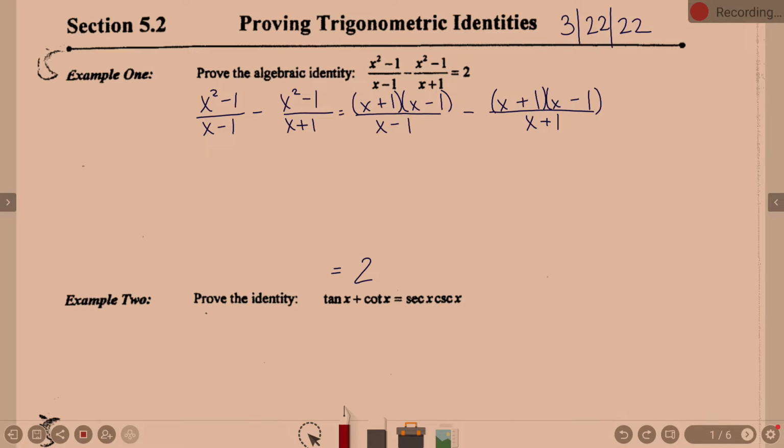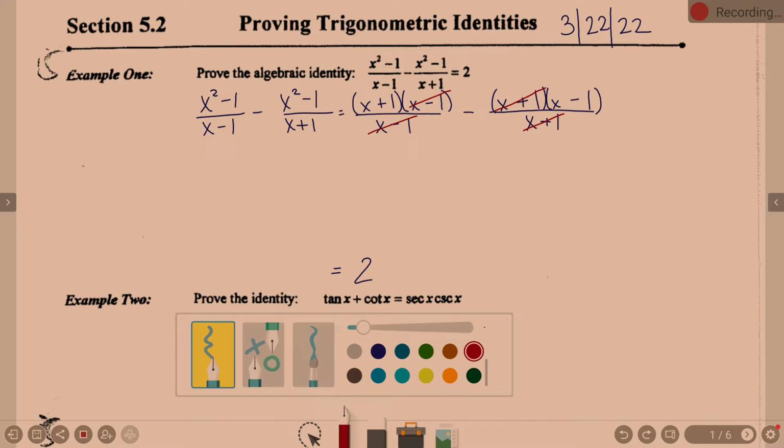Yeah, is there canceling that can happen? Yeah, on top, on the first fraction, there's x plus 1 times x minus 1. In the bottom, there's an x minus 1. A factor of x minus 1 on top cancels with the only factor of x minus 1 on bottom. What about the second fraction? A factor of x plus 1 on top cancels with the only factor of x plus 1 on bottom.